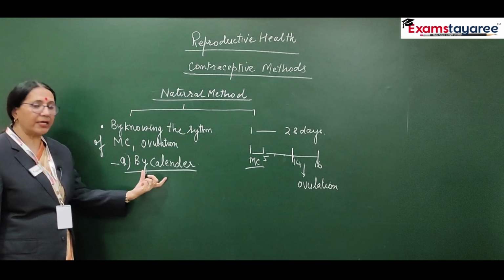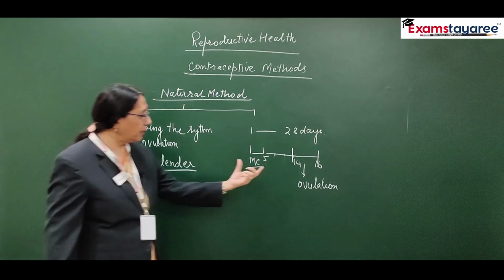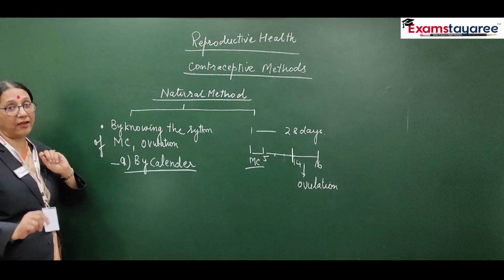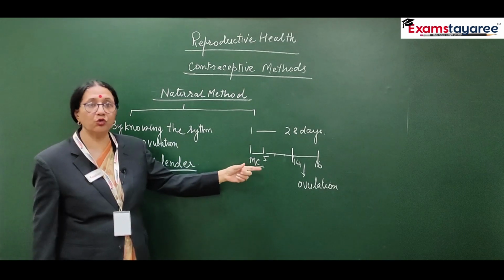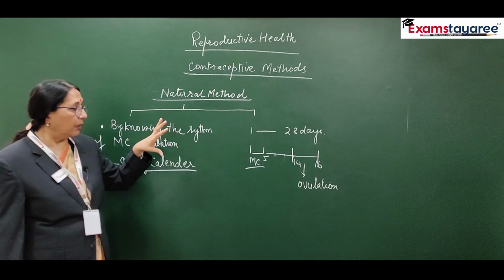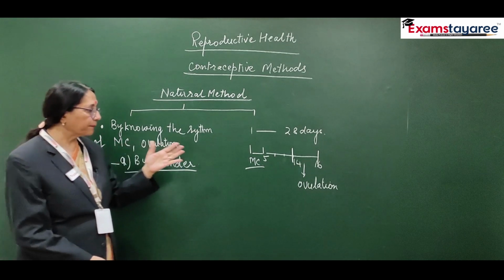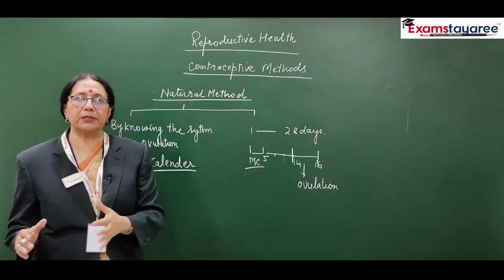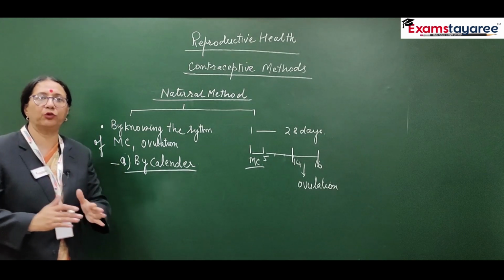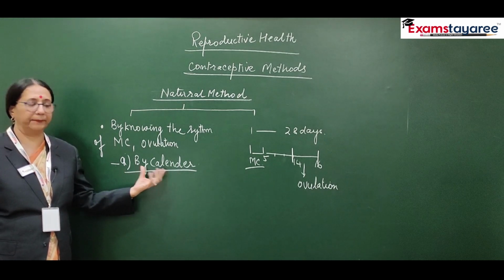This is known as calendar method. One has to put crosses in the calendar, and when there are 14 to 16 days, those days are the unsafe period, and therefore one has to avoid sex during those days. Now this is a difficult method, and it is also not a foolproof method, because ovulation may vary from person to person. Sometimes it is from 15 to 17, sometimes it is from 12 to 14. So one cannot totally rely on the calendar method.